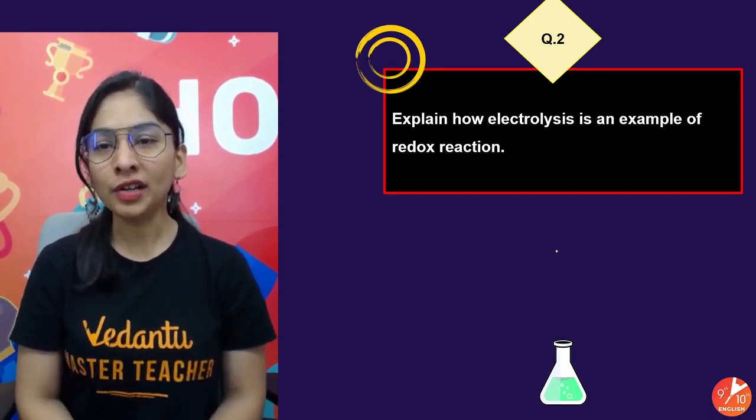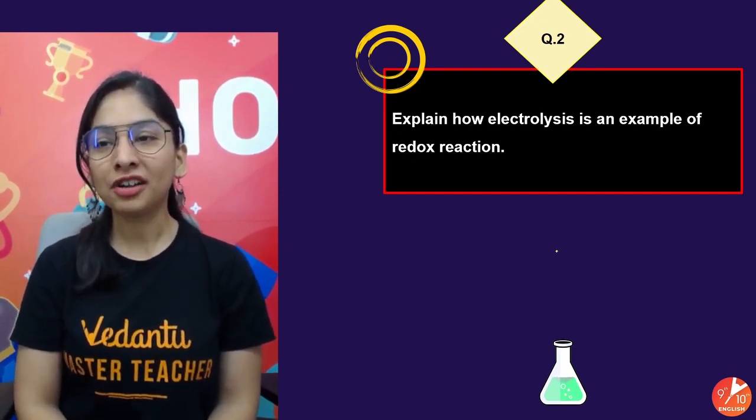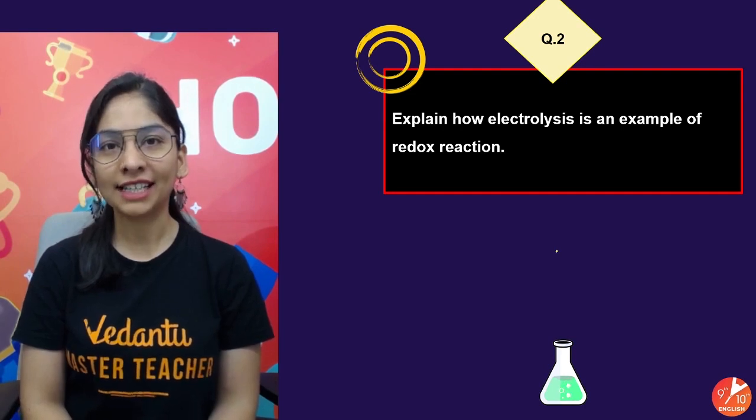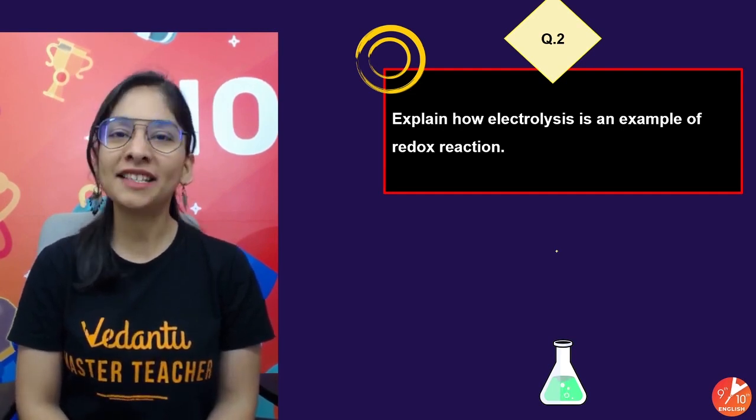Now let's move to question number 2. Explain how electrolysis is an example of redox reaction. Isn't it like an easy peasy question?